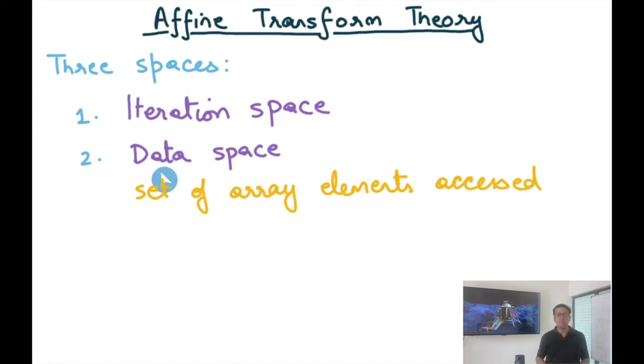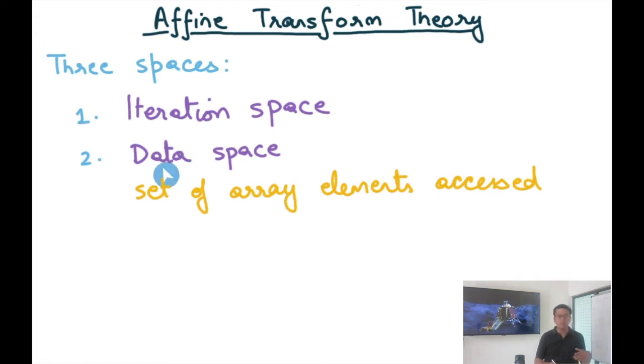Then there's a second space, which is the data space, and this is the set of array elements accessed. Recall that we are confining ourselves to loops where the memory regions that are accessed can be expressed as affine expressions of the surrounding loop iteration indices. We can assume that these are arrays, because arrays also have a very regular memory layout. These are the set of array elements accessed, and that's the data space.